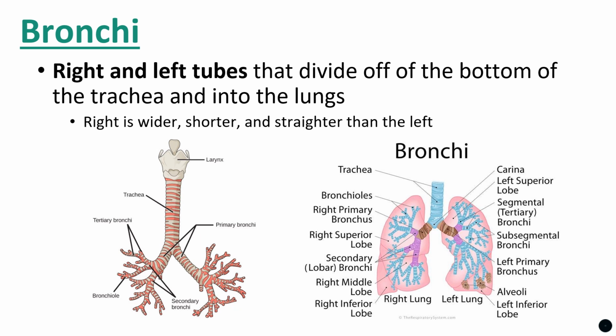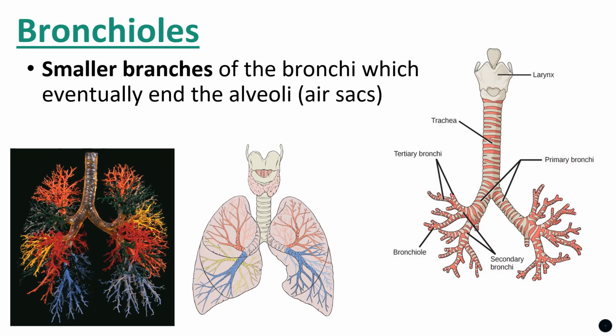Next, we are going to get into our bronchi. We're going to have right and left tubes that this splits into. They're going to divide off the bottom of the trachea and into the lungs. The right is going to be a little bit wider, shorter, and straighter than the left. And keep in mind, the reason why these are arranged a little bit differently is because we're making a little bit of room for the heart, right?